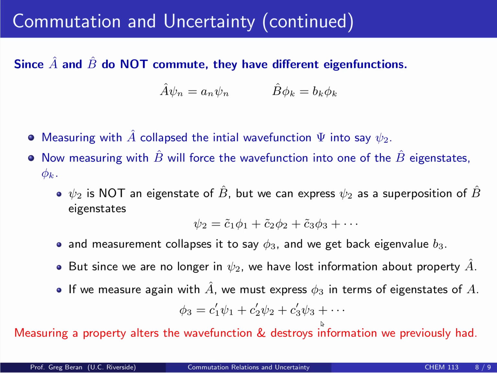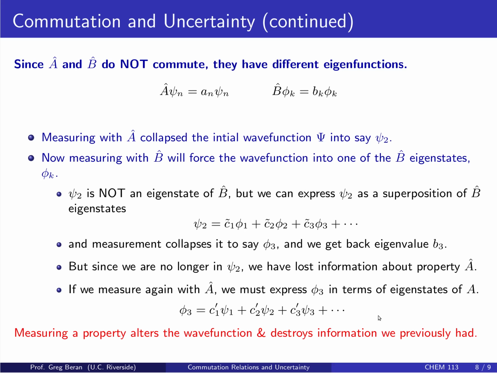And because A and B have different eigenstates, whenever we measure one and then the other, we're going to be changing the state of the wave function upon each measurement, and each new measurement destroys information we had after the last measurement. And this is why uncertainty occurs. When we measure, say, position and momentum, we measure position, then we measure momentum and destroy information we had about the position. Then we measure position again and we destroy information we just got about momentum, and so on.